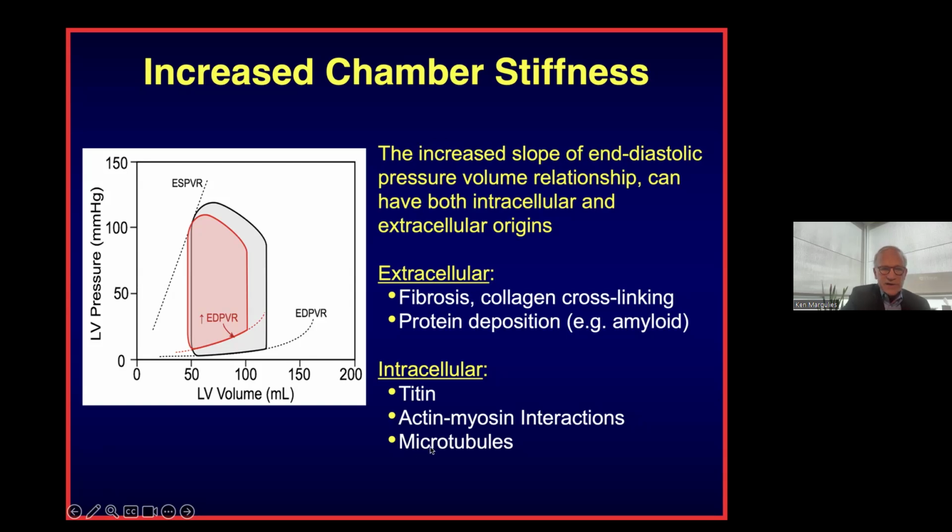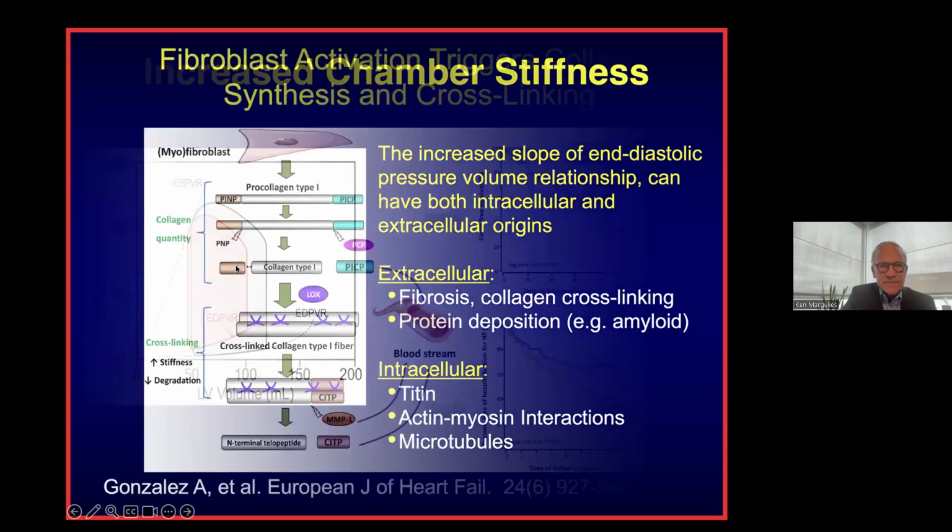And microtubules, an area that I've been paying quite a bit of attention to lately, have post-translational modifications that result in changes in their biomechanical features of the microtubule network and affect intracellular stiffness, which in turn affects whole heart stiffness. It doesn't matter whether it's coming from the extracellular domain or the intracellular domain. It all affects the overall myocardial stiffness as reflected on pressure volume loops like this.